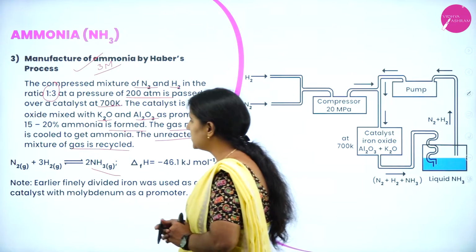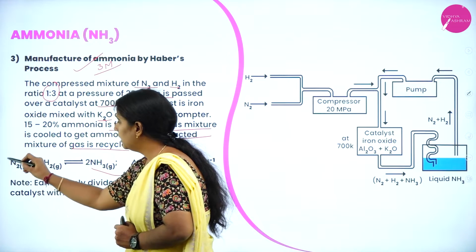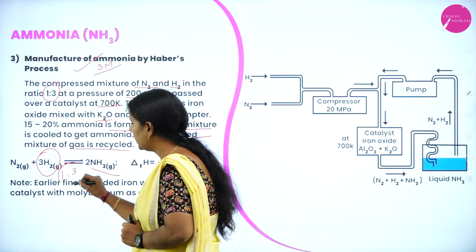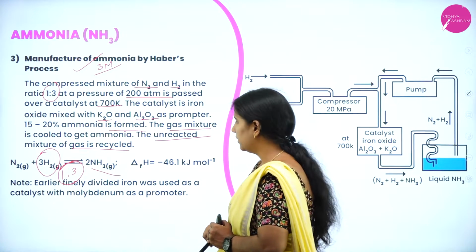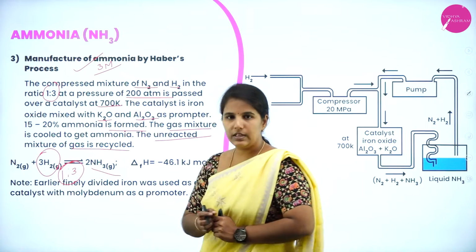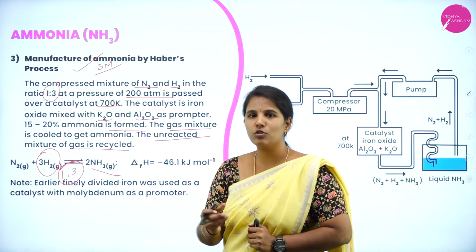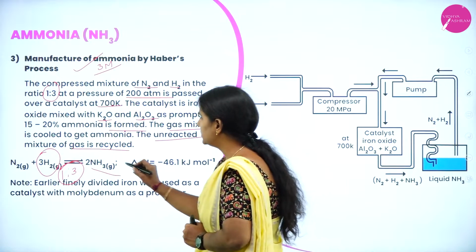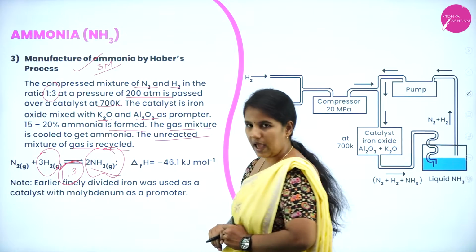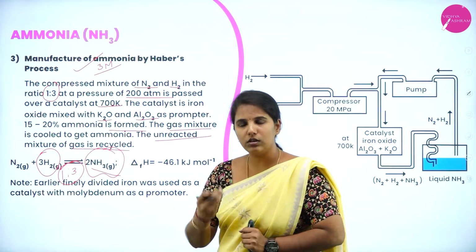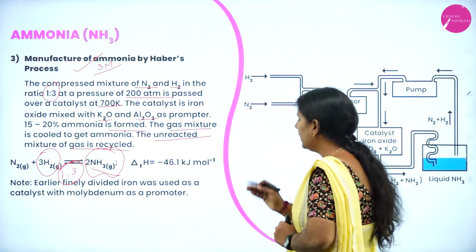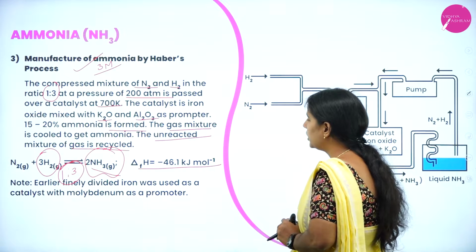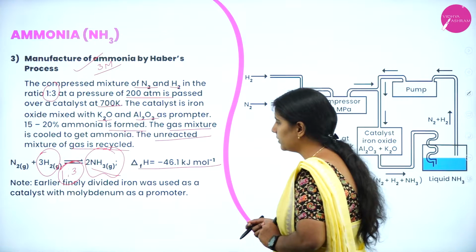Here you can clearly understand that we have taken nitrogen and hydrogen in a 1:3 ratio as a mixture, which will be passed over a catalyst that consists of a promoter, and this produces ammonia, which is a gas. Later this gas will be cooled to get a liquid, which has the change in enthalpy of minus 46.1 kilojoules per mole.